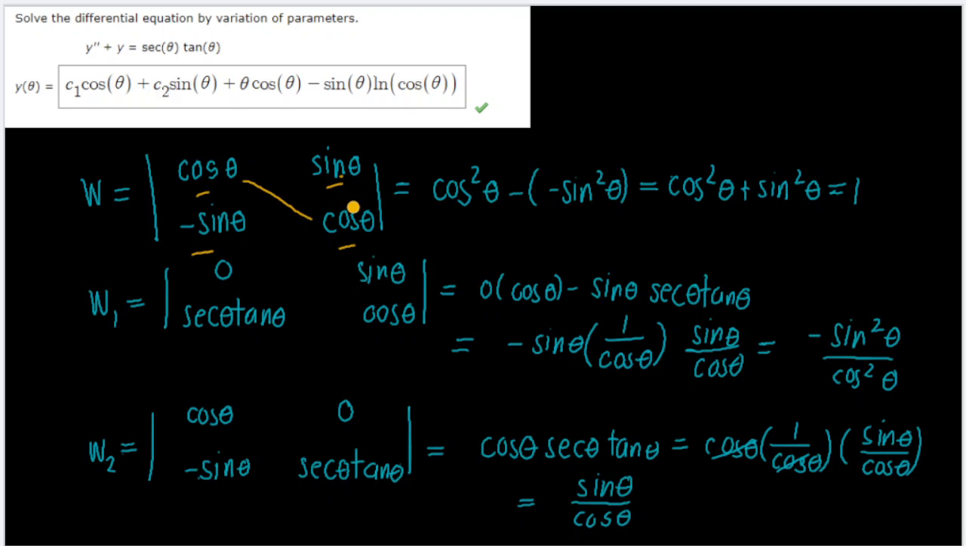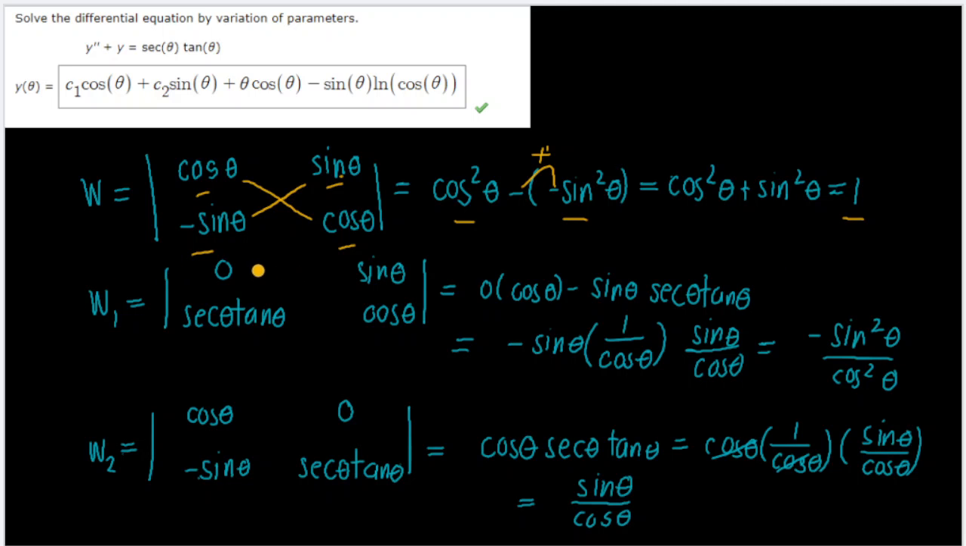Cosine theta times cosine theta is cosine squared theta, minus negative sine theta times sine theta, is this. That's why negative times negative is positive. We have cosine squared theta plus sine squared theta, which is equal to 1. That's why our Wronskian is 1 now. Let's find our W sub 1.